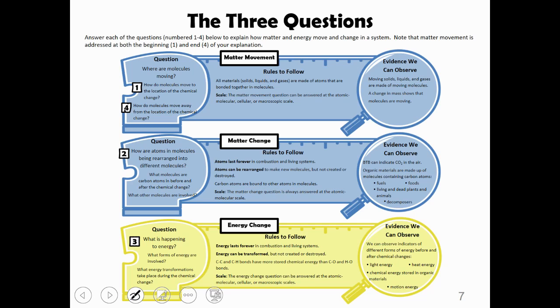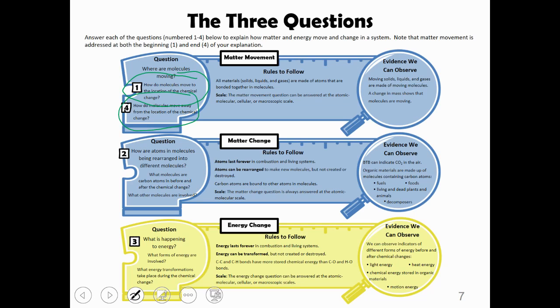First off, let's look at matter moving. All materials, if we look at the rules to follow, are made of atoms that are bonded together in molecules. What are the questions that we can ask about movement? Well, how do molecules move to the location of the chemical change? And how do they move away? So there's a question about how they move to the location, and how do they move away?